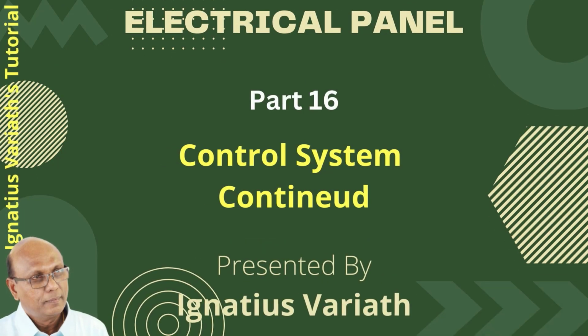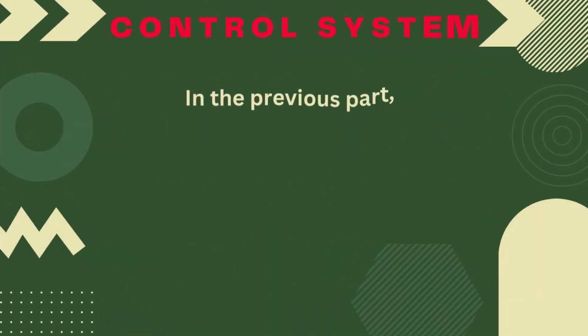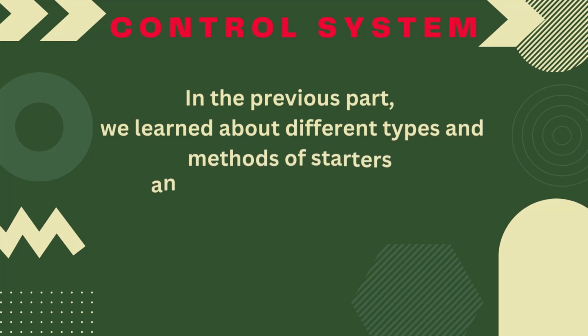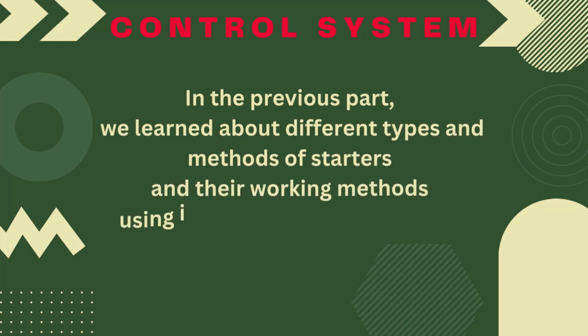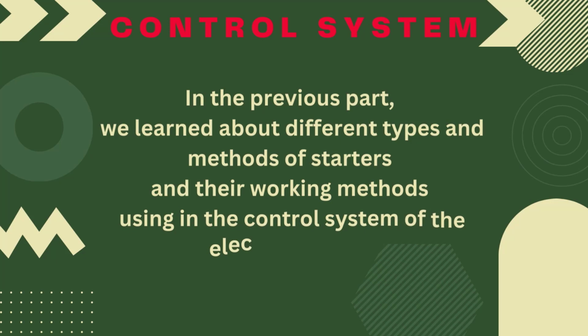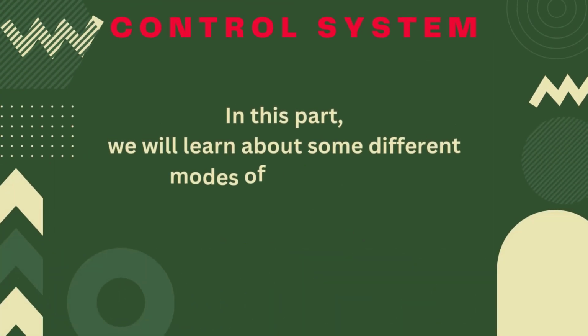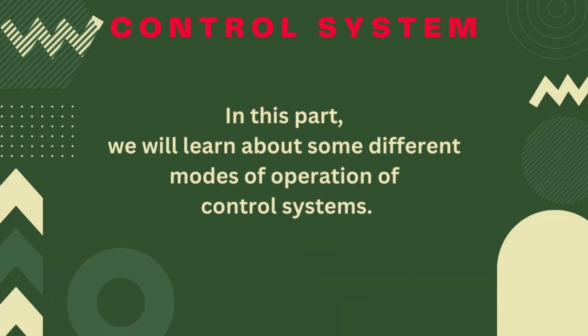Electrical panel. Part 16. Control system continued. In the previous part, we learned about different types and methods of starters and their working methods used in the control system of the electrical panel. In this part, we will learn about some different modes of operation of control systems.